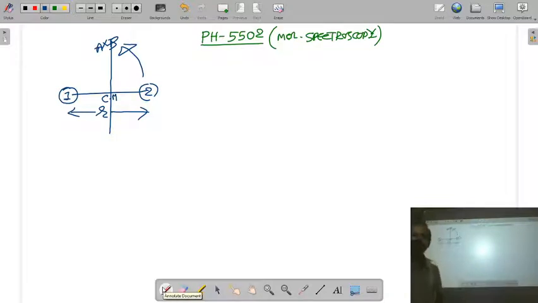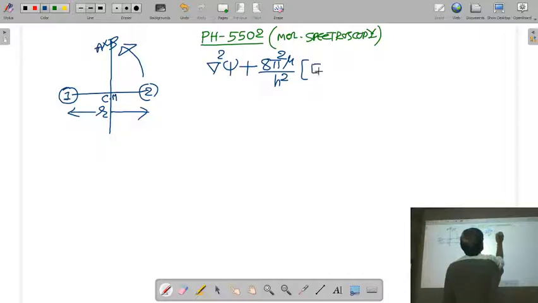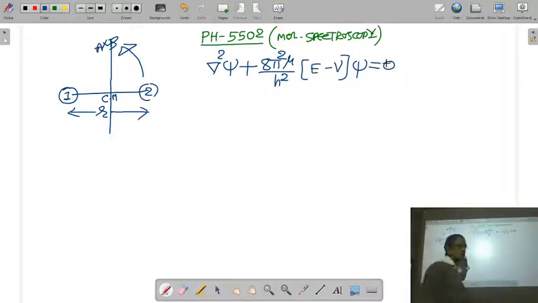In the last lecture we started with the Schrodinger equation of a rigid rotator: del square psi plus 8 pi square mu upon h square (E minus V) psi is equal to 0. Here psi is the eigenfunction of the molecule, mu is the reduced mass of the molecule, h is the Planck constant, E is the total energy of the molecule, and V is the potential energy of the molecule.